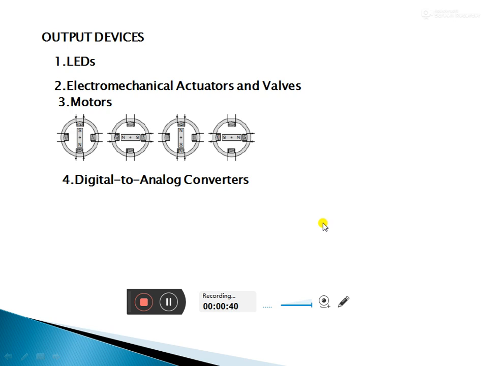Now, electromechanical actuators and valves. Some mechanical instruments are there, and mechanical valves are also available, you have to see. Now coming to the motors. So many types of motors are there. Stepper motor is there, squirrel cage motor is there, induction motor is there. So many types of motors are there.